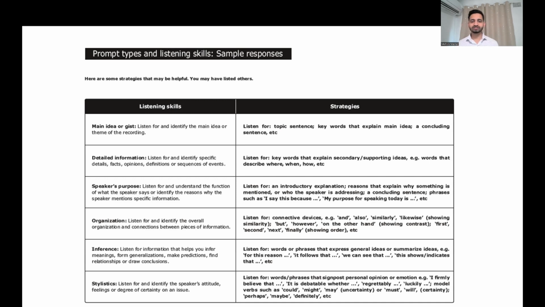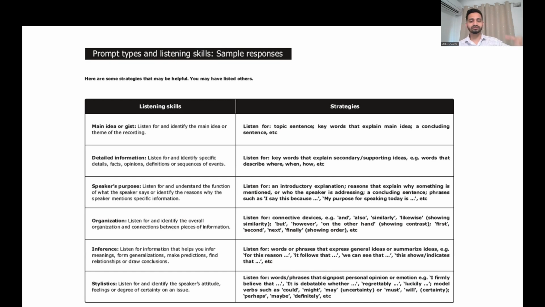In terms of organization, you should look for connective devices such as "and," also, similarly, likewise, showing similarity, and but, however, on the other hand, showing contrast. So if it's contrasting information that you're looking for, you should be looking for these connective devices. And in terms of order, if you're looking for organization, firstly, secondly, thirdly, or next, finally, you can follow the order in this way, right?